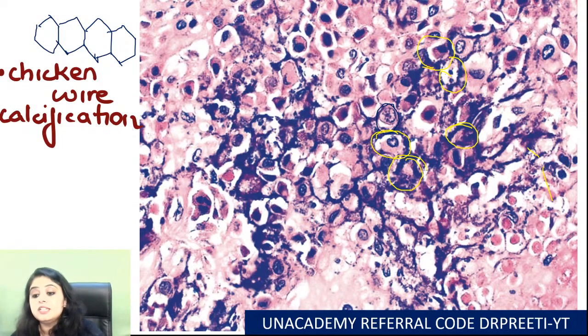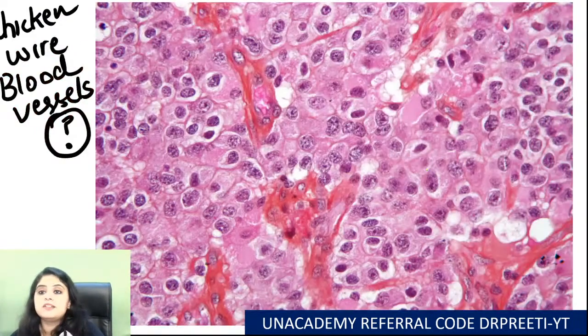Where do I see chicken wire blood vessels? Now this is not related to bone, but it's some other tumor where I see chicken wire blood vessels. What is that tumor? I think everyone will be able to answer this. If not, then I'll give you the hint of the organ. Chicken wire blood vessels. I've given you the picture. You can see these blood vessels that are present. They are anastomosing and they are surrounding the tumor cells.